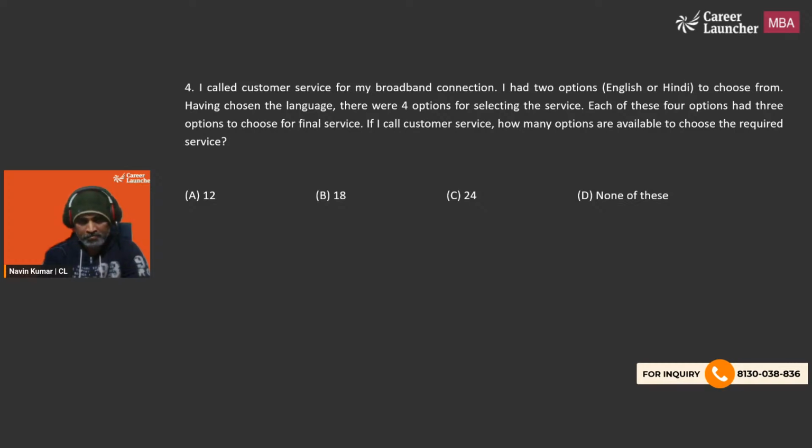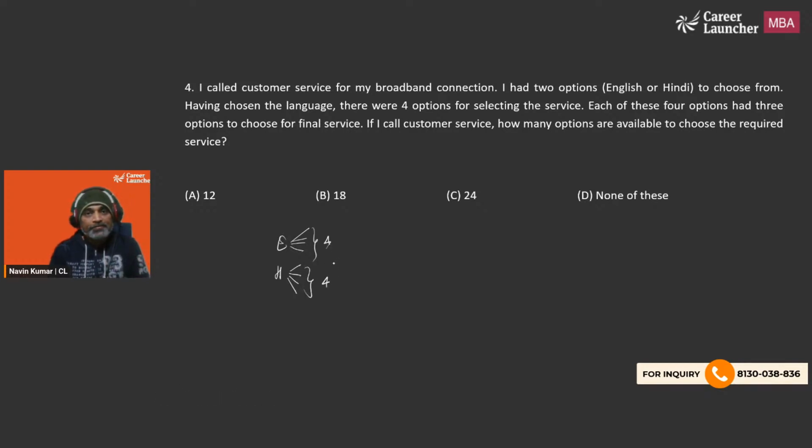24? Okay. Let's see. So I called customer service for my broadband connection. I had two options, English or Hindi, to choose from. So initially, we are going to have English or Hindi. Having chosen the language, there were four options for selecting the service. So each of English and Hindi is going to have four options each.